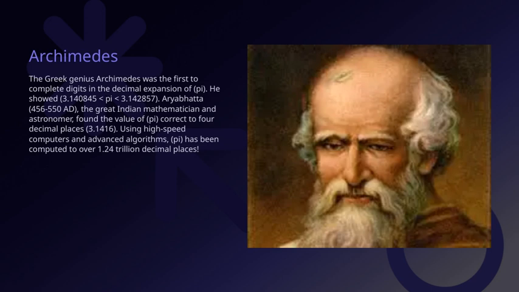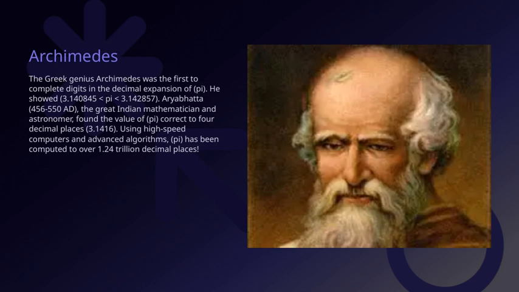Now, moving to India, Aryabhata, who lived around 456 to 550 AD, was another brilliant mathematician and astronomer. He calculated the value of pi to 4 decimal places, specifically 3.1416, which was incredibly accurate for his era.